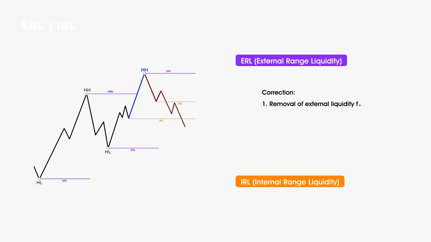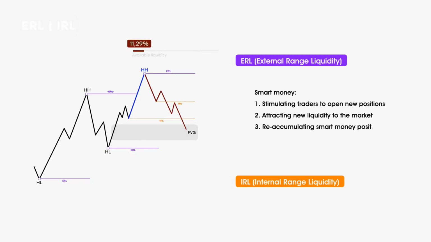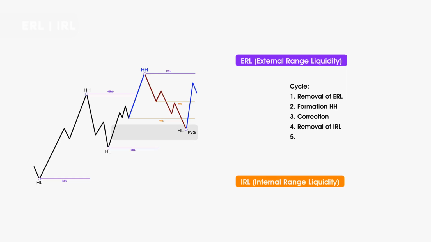During the correction, the market accomplishes two main tasks. It sweeps internal sell liquidity pools and eliminates previous price inefficiencies. These actions encourage traders to open new positions, filling the market with the liquidity necessary for major participants to continue the initial movement. The cycle ends with a price move toward a new external liquidity zone, after which the process repeats. This is a continuous dynamic, based on changes in market liquidity volume.